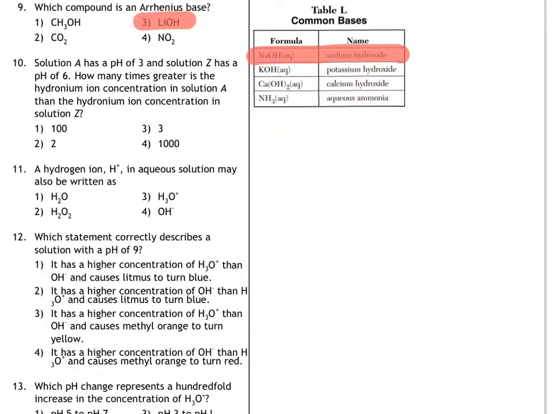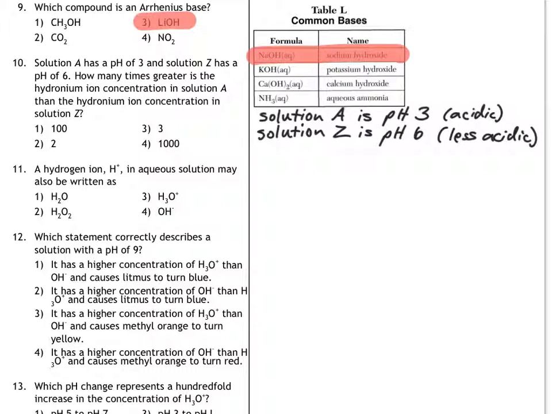Okay, number 10, we have a solution A whose pH is 3 and another solution Z that has a pH of 6. How many times greater is the hydronium ion concentration in solution A than the hydronium ion concentration in solution Z? So basically, in solution A at pH 3, you are fairly acidic. Solution Z, whose pH is 6, is definitely less acidic. I'm making that judgment because the higher you go on the pH scale, the more base you are, the more alkaline you are.